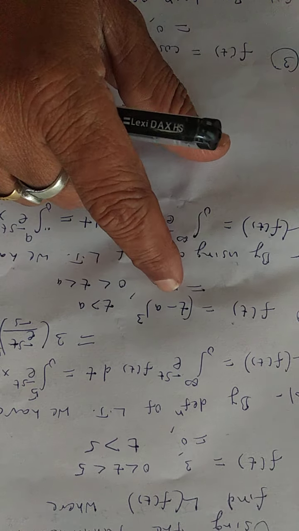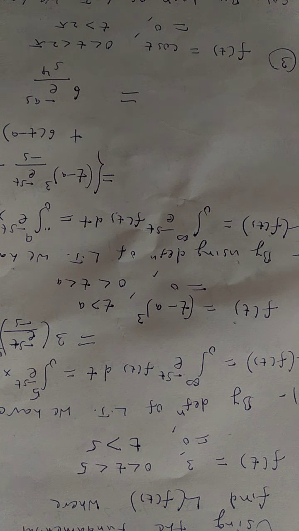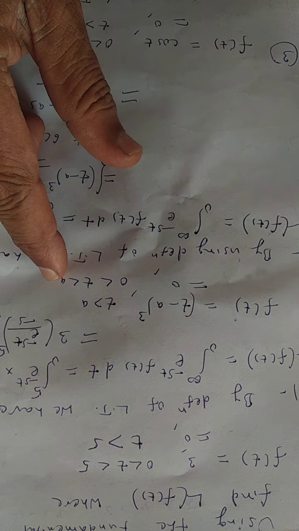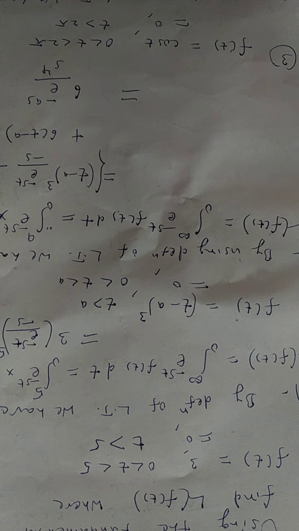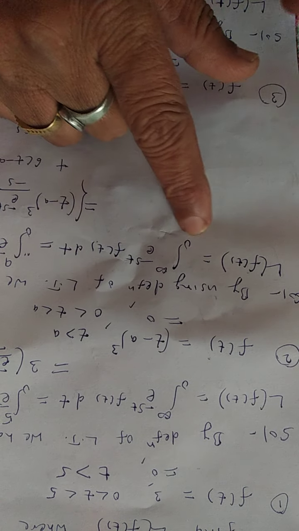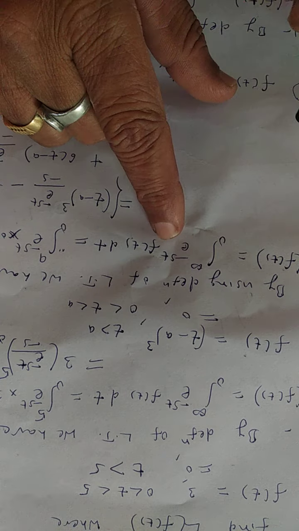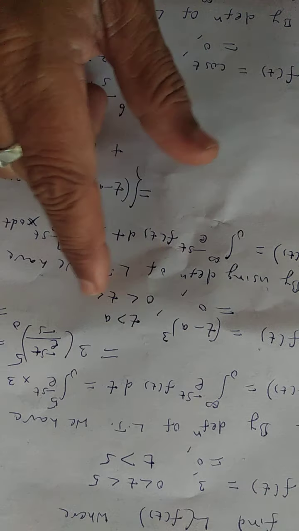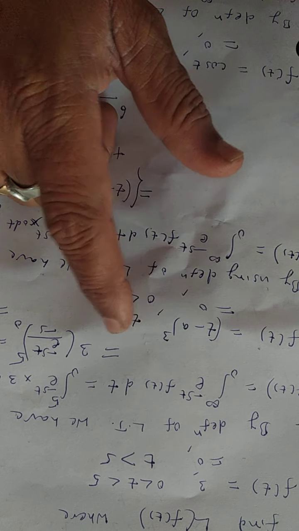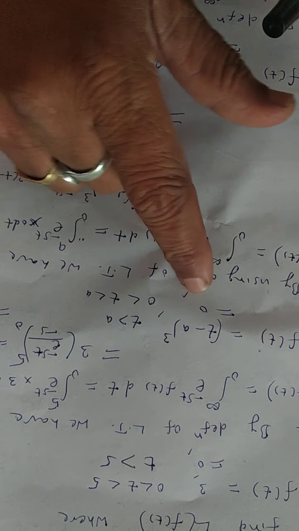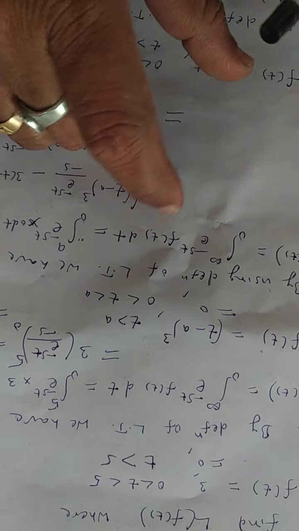Next example is f(t) equal to (t minus a) whole cube when t is greater than a, and it is equal to 0 when t lies between 0 and a. So by using the same starting, by using the definition of Laplace transform, we have Laplace of f(t) equal to integral 0 to infinity e raised to minus st f(t) dt. Now this 0 to infinity is divided into 0 to a and a to infinity. Here it is reversed as compared with the first example. No problem. We take this as first and this as second.